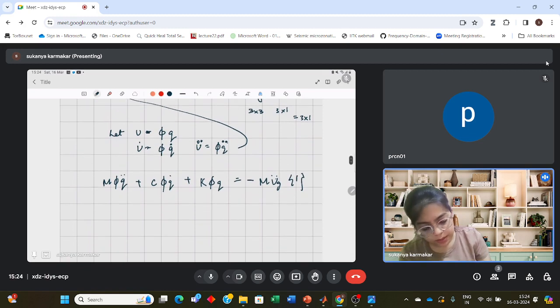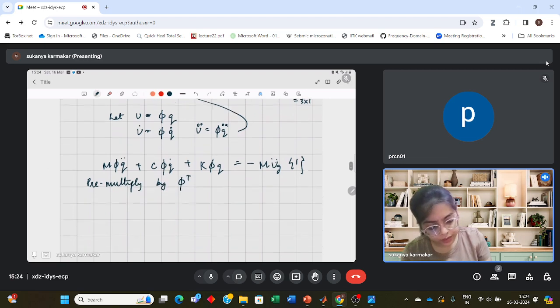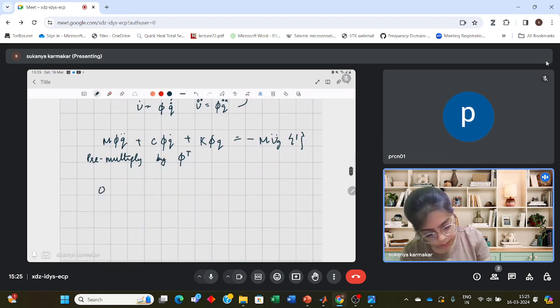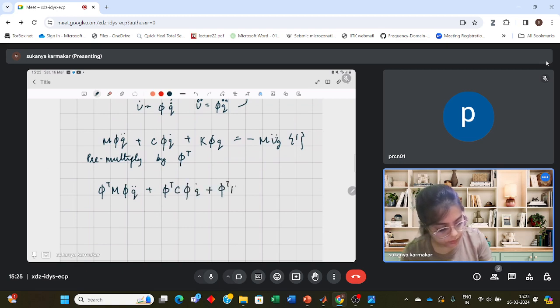Now pre-multiply with phi transpose. So I pre-multiply with phi transpose: phi transpose m phi q double dot plus phi transpose c phi q dot plus phi transpose k phi times q is equal to minus phi transpose m u g double dot.